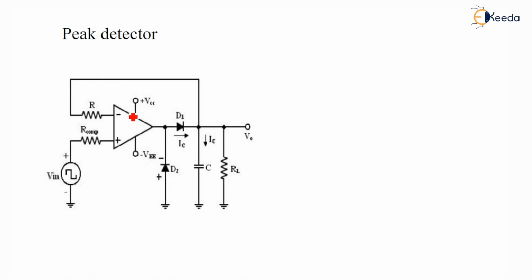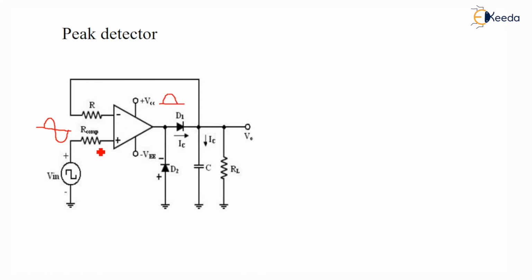When the positive half cycle comes from the op-amp, or we say if the positive half cycle is at the output of the op-amp, it will make D1 forward biased and D2 reverse biased. Initially the voltage across this capacitor is equal to 0 volt. So when the first positive half cycle comes, the same output will be the first positive half cycle.